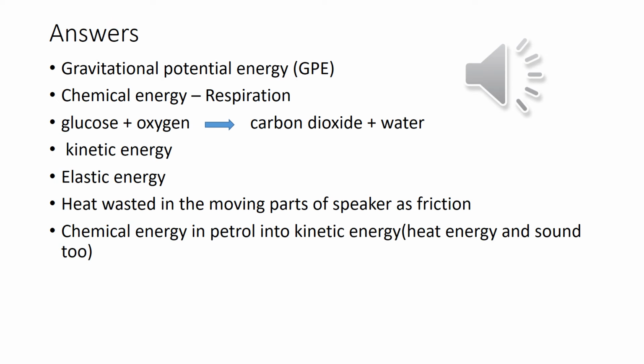So Year 10, here are the answers to the questions. You've got gravitational potential energy, chemical energy, and obviously that is converted by the process in every single cell in your body via respiration. The equation for that is glucose plus oxygen, which is converted to carbon dioxide and water. Obviously, there is some heat given off there. We then have kinetic energy, which is our movement. We have elastic energy. And then finally, in our speakers, some of the energy is wasted as heat from the moving parts in that speaker.